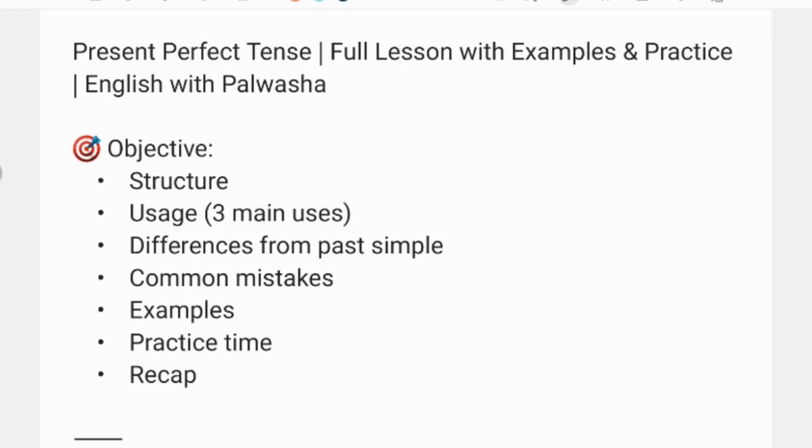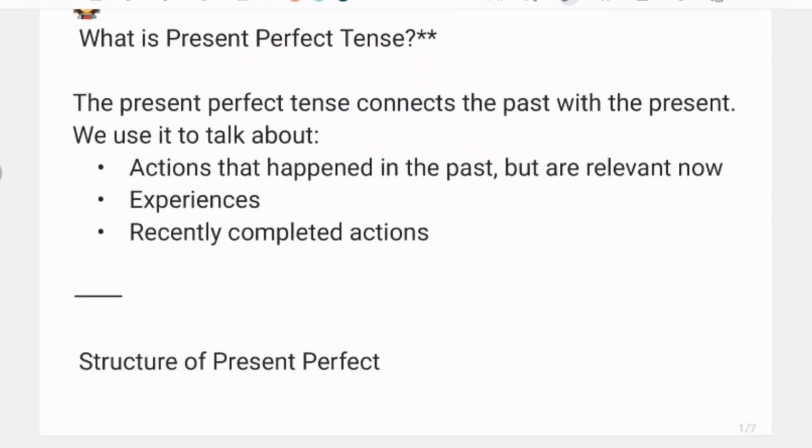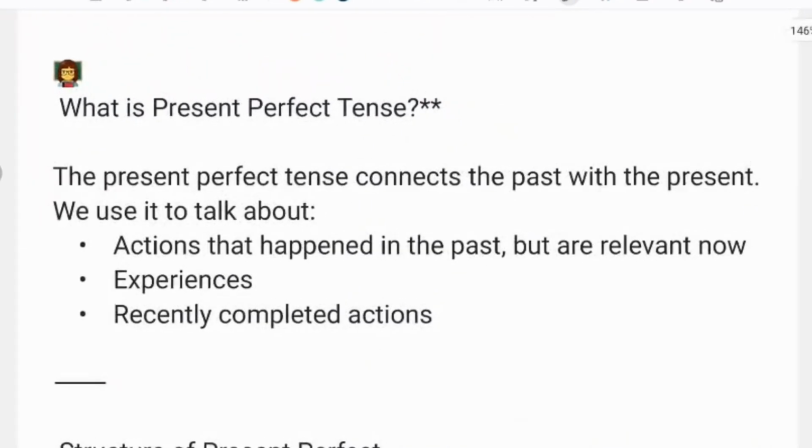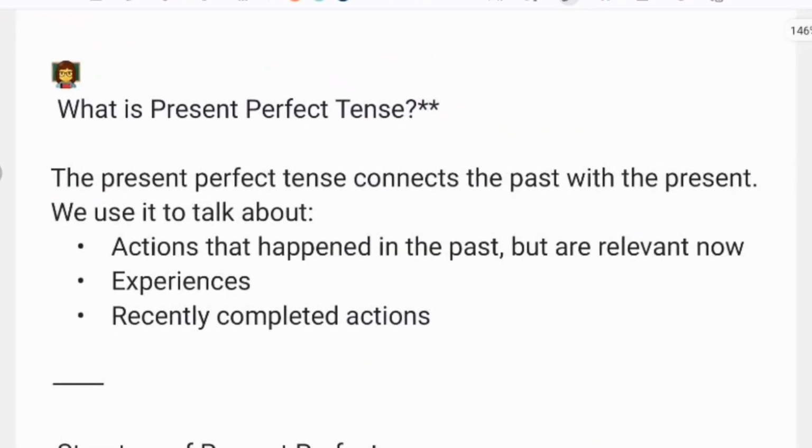Okay, so the objective of today's video is that we will be learning the structure, the usage, the three main uses, basically the differences from past simple, the common mistakes. There will be some examples which I'm going to present on my screen. There is practice time which I'll give you, and there's recapitulation and also the outro too, right? So let's first take a look at the definition. What is present perfect tense, right?